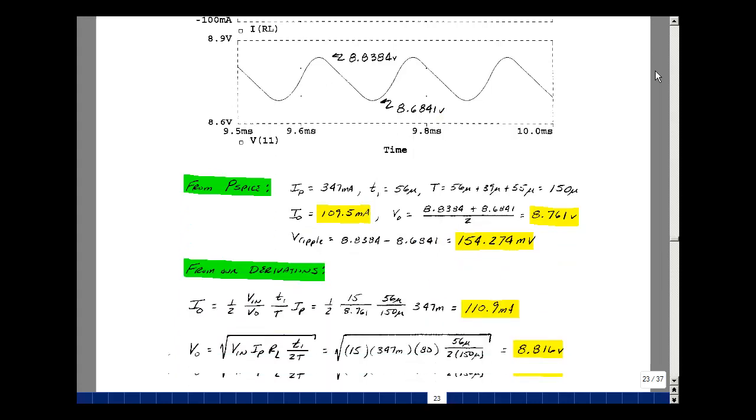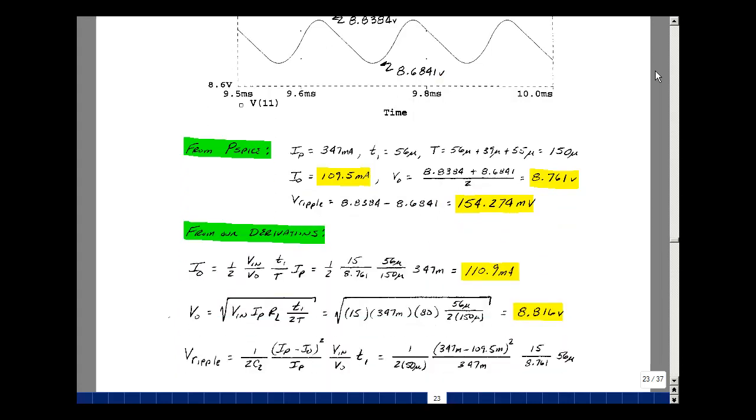Let's compare some of these things with our formulas. So let me grab from our simulation. The value of ISO-P is 347 milliamps. The time t1 is 56 microseconds, and the period is 150 microseconds. My average current is 109.5 milliamps. For the average output, I took the peak plus the minimum, added those together and divided by 2, so I get 8.761. We were roughly guessing around 8.9 volts, so pretty close. And the ripple peak to peak is about 154 millivolts.